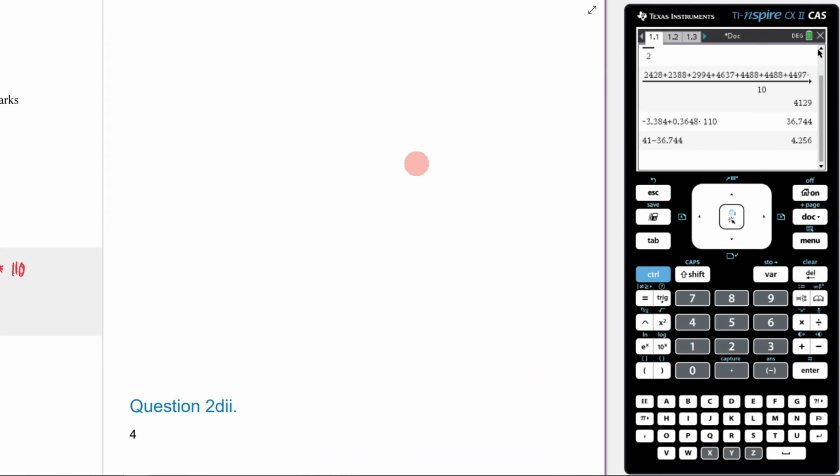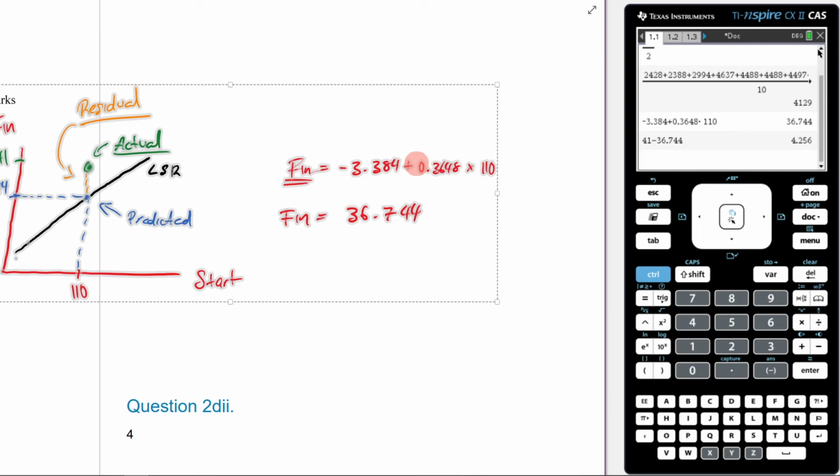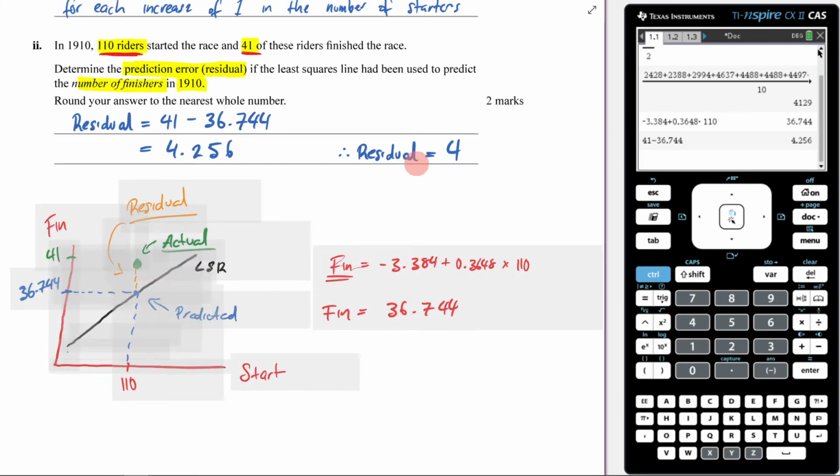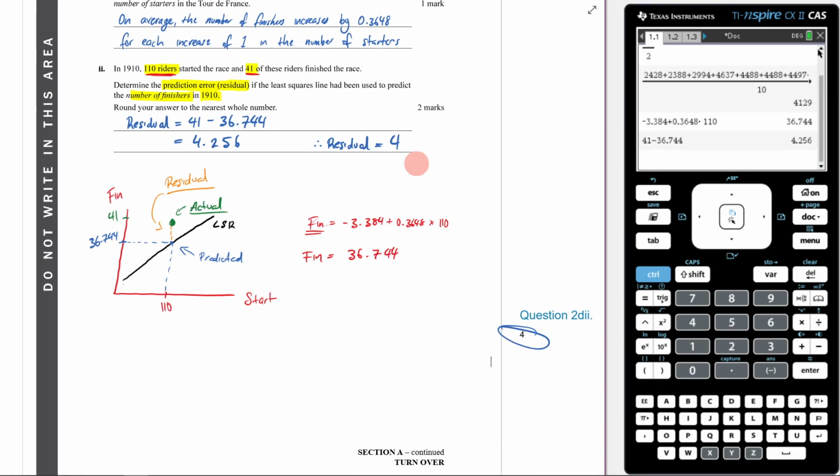So if we look over here now, you can see that my answer is... why is OneNote hating me today so much? What are you doing, OneNote? My answer is 4. All right, and that is it.